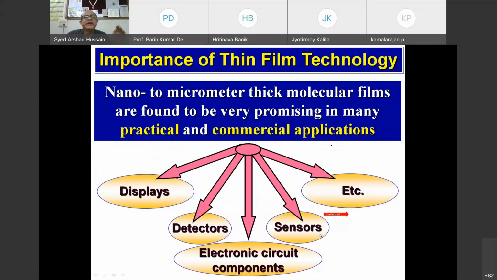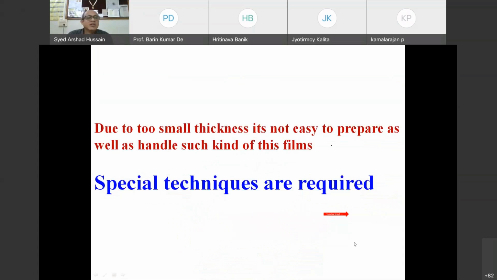The importance of such thin films is that they are found promising in many practical and commercial applications, like almost all kinds of displays, because display is a vital part of your electronic gadgets, starting with mobile, computer, everywhere you need a display. A display is some kind of coating of thin films, then detectors, sensors, electronic circuit components, and so on.